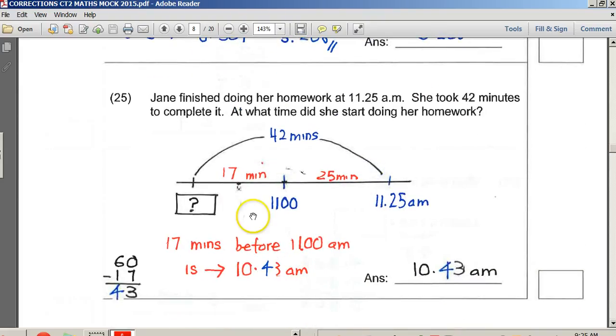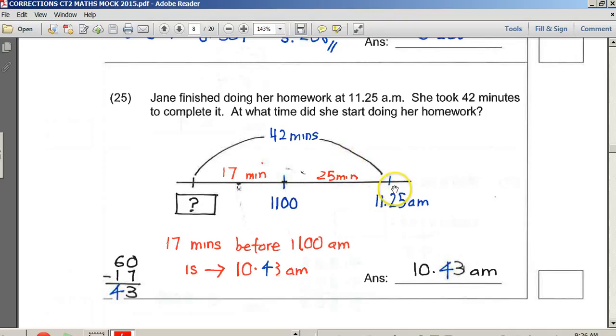Now for this case, what you need to do is she finished doing her homework at 11:25. It means this one. It means the ending time. Right, she took 42 minutes to complete it. All you need to do is, there is this thing called ending time, and her duration is 42 minutes. You must find out what time she got started over here. Right? So this is the timeline. I would advise you to practice on a timeline.